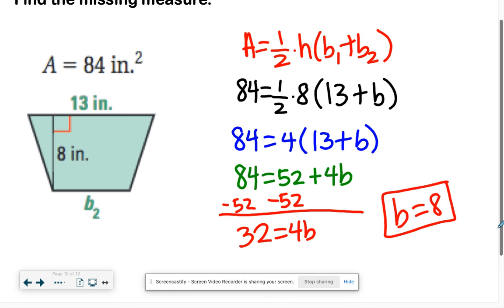Sure. Find the approximate area of Nevada. Nevada. Has anyone been to Nevada?